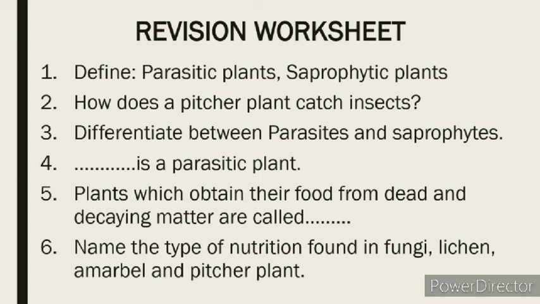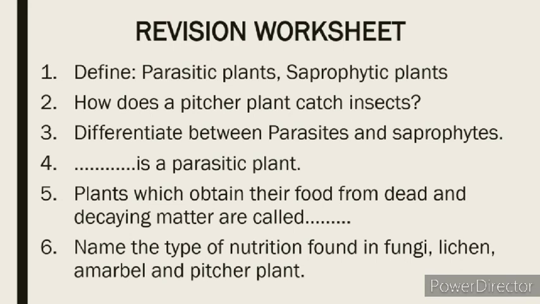So children, here is a revision worksheet for you all. Question number 1 is define parasitic plants and saprophytic plants. The definitions you have done in your notebook, you have to write the definitions. Second question, how does a pitcher plant catch insects? Everything is explained in the presentation. You have to write how does a pitcher plant catch insects. And this answer you also have done in your exercises.